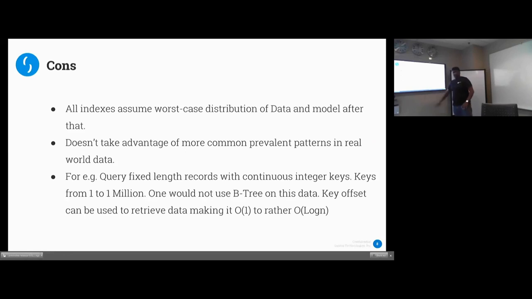Since I'm using a term here, I'll explain what it is. Asymptotic notation is nothing but the time complexity to retrieve something, right? But asymptotic notation inherently assumes that things are going to be executed sequentially. That's how CPUs actually work: the instructions are executed sequentially. So if I use the direct offset, I'll be able to retrieve in big O of one rather than big O of log n. So that's the key.